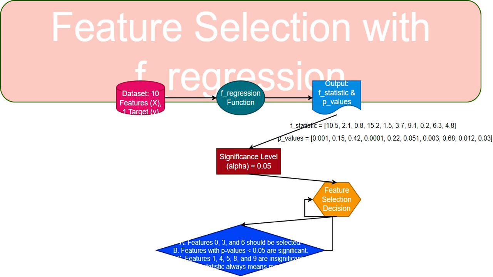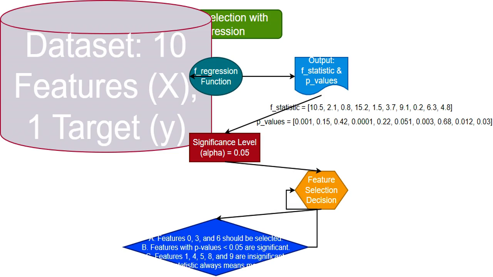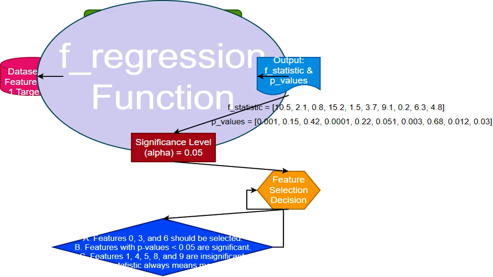I have a dataset with 10 different features X and a single thing I am trying to predict, Y. For example, X could be things like age, income, and house size. And Y might be the price of a house. f_regression is a statistical test that helps me figure out which of my features is most important in predicting my target value.